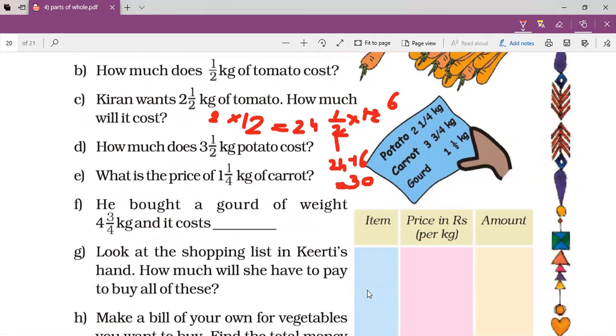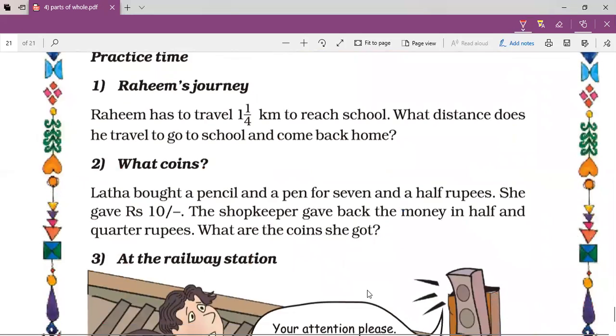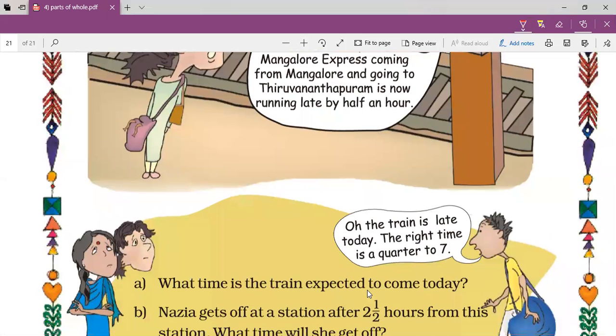Okay, so we have finished our fourth chapter, Parts and Wholes.